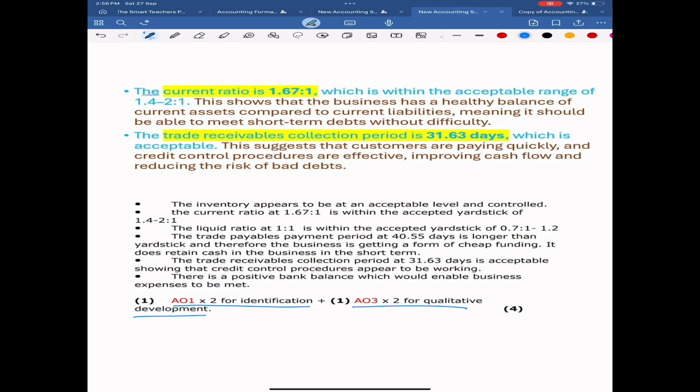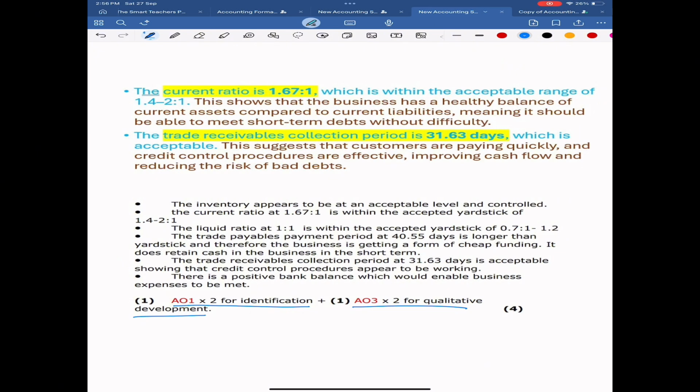And the trade receivable collection period is 31.63 days. The standard is usually 30 days, which is acceptable. This suggests that customers are paying quickly and credit control procedures are effective, improving the cash flow and reducing the risk of bad debts.